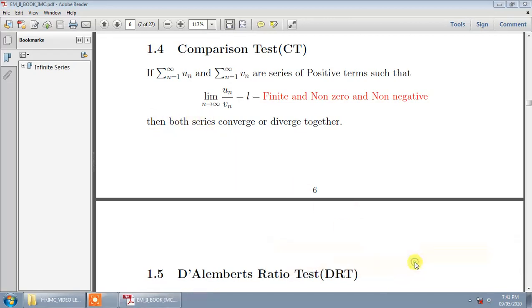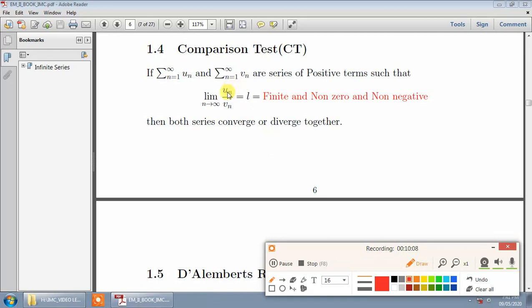Now, what is the meaning of the condition? So the condition here is like this: note that the nth term of the first series is un and the nth term of the second series is vn. If you take the ratio of the nth term of the first to the nth term of the second, you get un by vn. And if you let limit n tends to infinity, and its value is equal to L, and if that L is finite, non-zero and non-negative, then in that case both series will converge or diverge together.